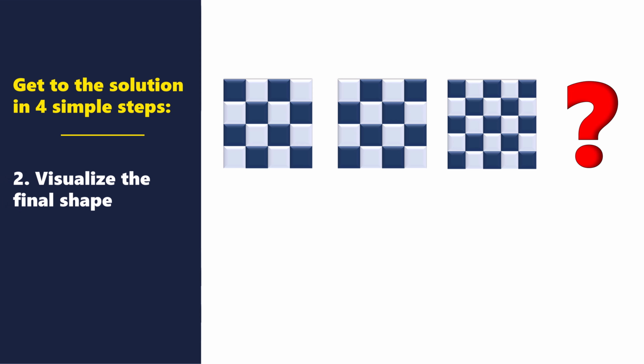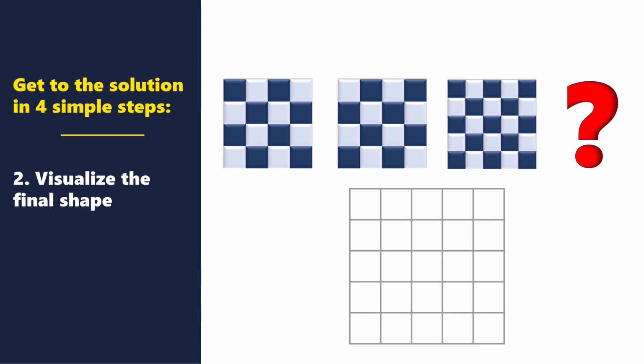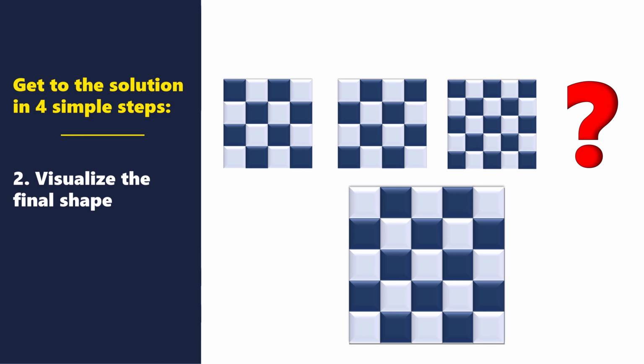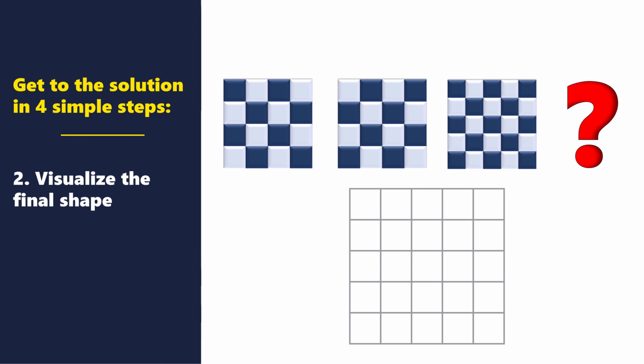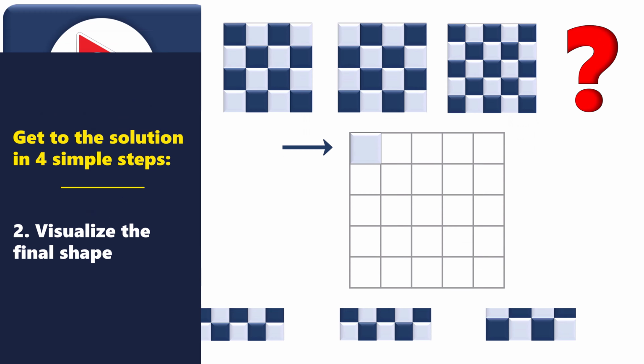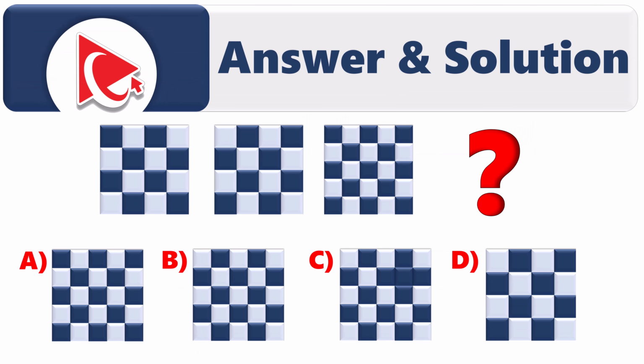In step 2, we need to visualize the final shape. Based on what we've just learned, our final shape should be 5 by 5 in size, with alternating colors, and should have a lighter small square in the upper left corner. There are 2 choices that match this option, choices B and C. Let's jump to step 3 and eliminate the incorrect options.